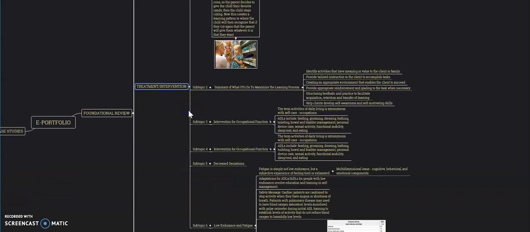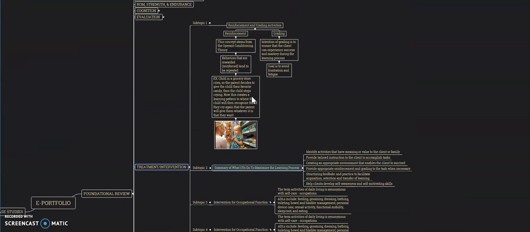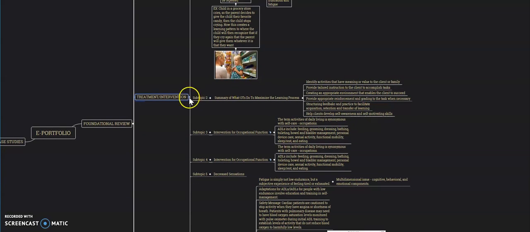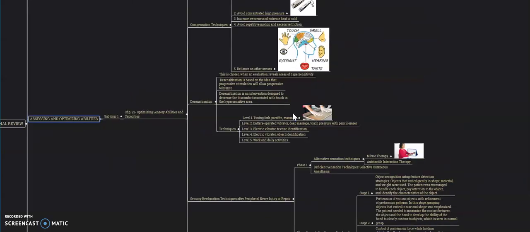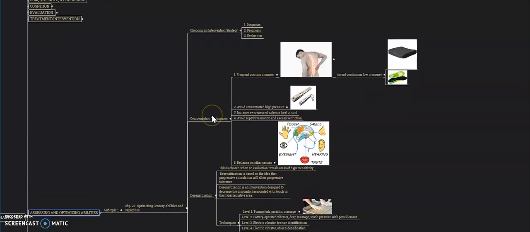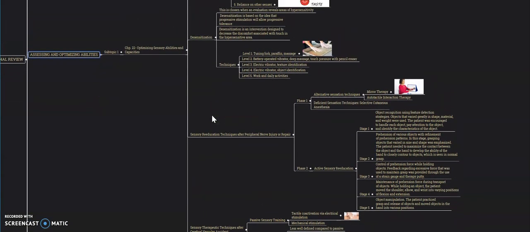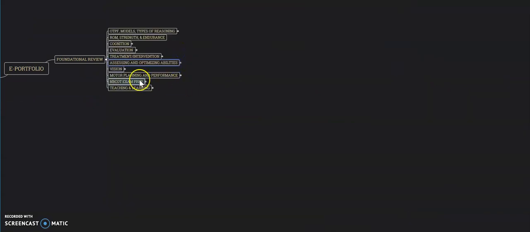And then we have our treatment and intervention tab. Again, there is so much information that we've learned about treatment and intervention. This is just stuff that I thought was super useful. And then under assessing and optimizing abilities, this has a lot of information about choosing interventions and different techniques, and everything for this chapter. Close that.